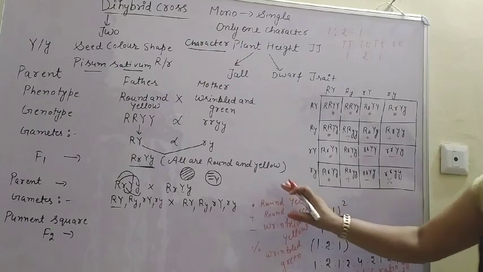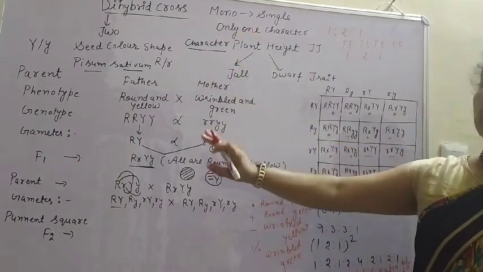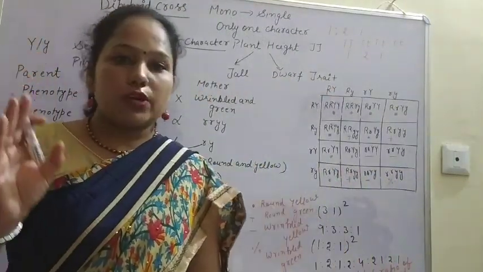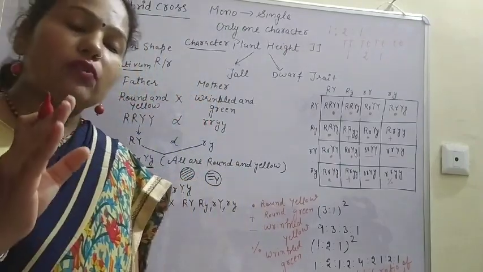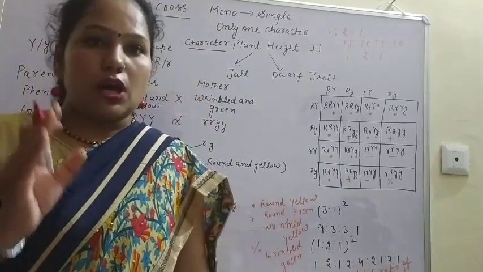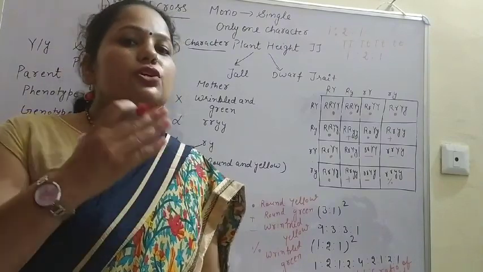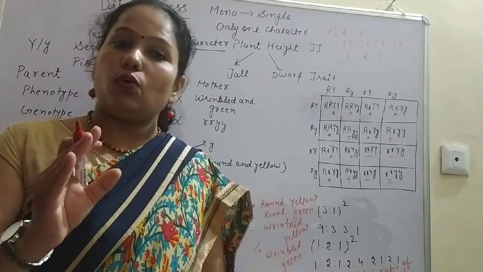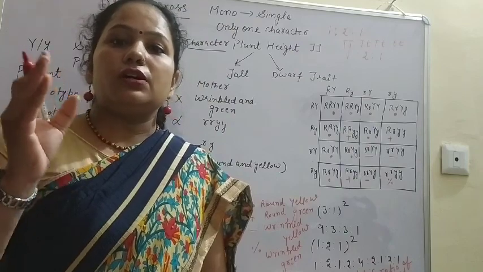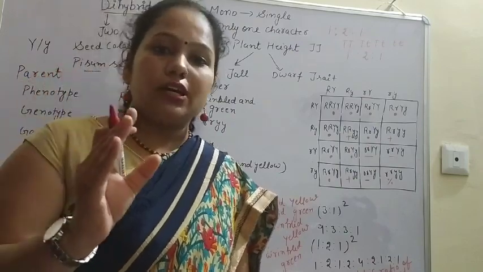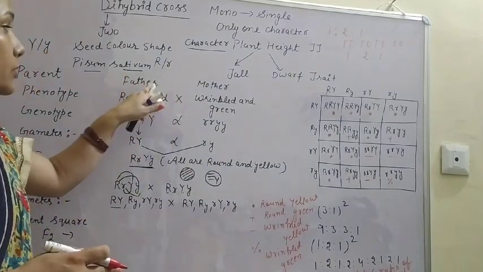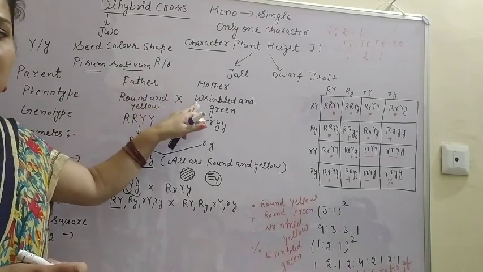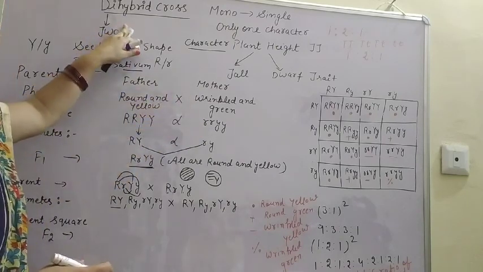So we have discussed the dihybrid cross. What is a dihybrid cross? In a dihybrid cross, we take two characters at a single time. So what have we taken? We have taken the color of the seed and the shape of the seed. So what was the color? Yellow. That is, you can say, round and yellow. So both we have taken, and the recessive, that is wrinkled and green. So these two characters we have taken. So it is known as a dihybrid cross.